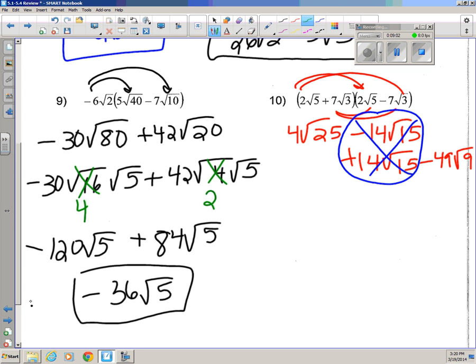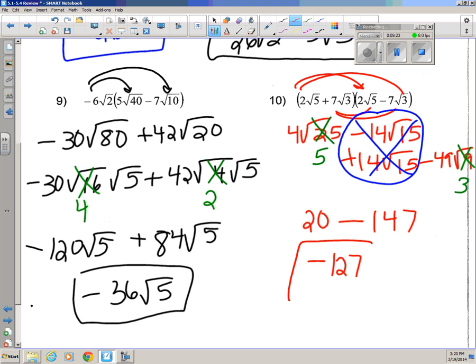What happens up here is radical 25 is just 5. Radical 9 is just 3. And then I've got 4 times 5, which just gives me 20, minus 49 times 3, which gives me 147. And 20 minus 147 is negative 127.